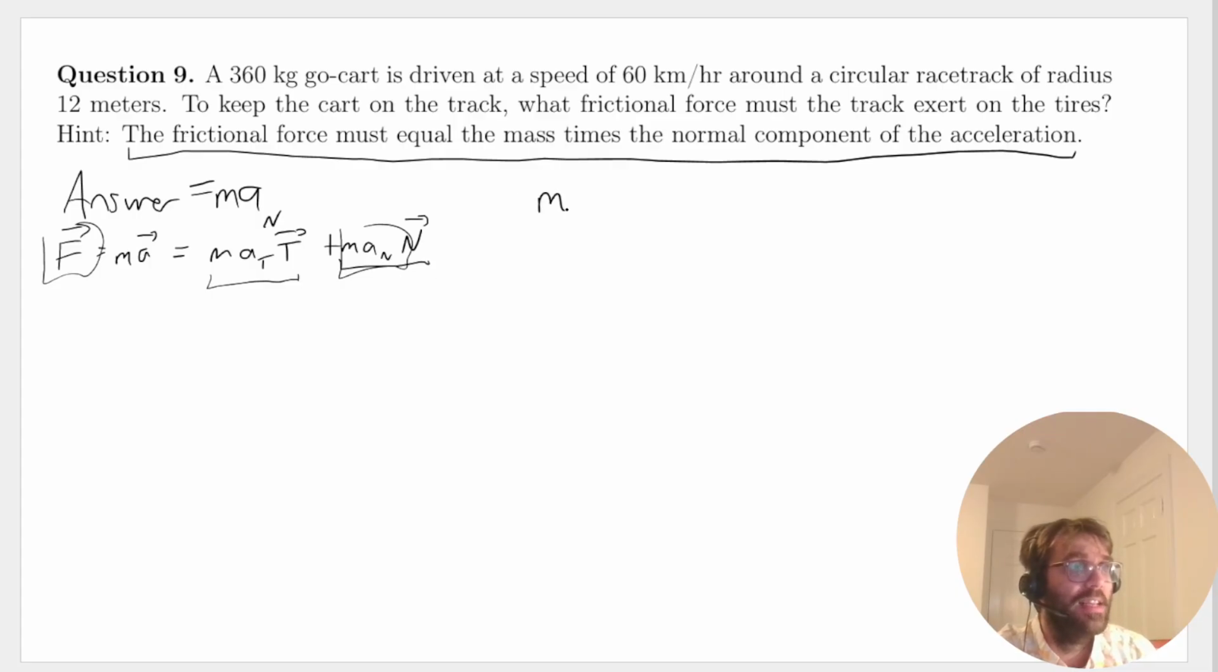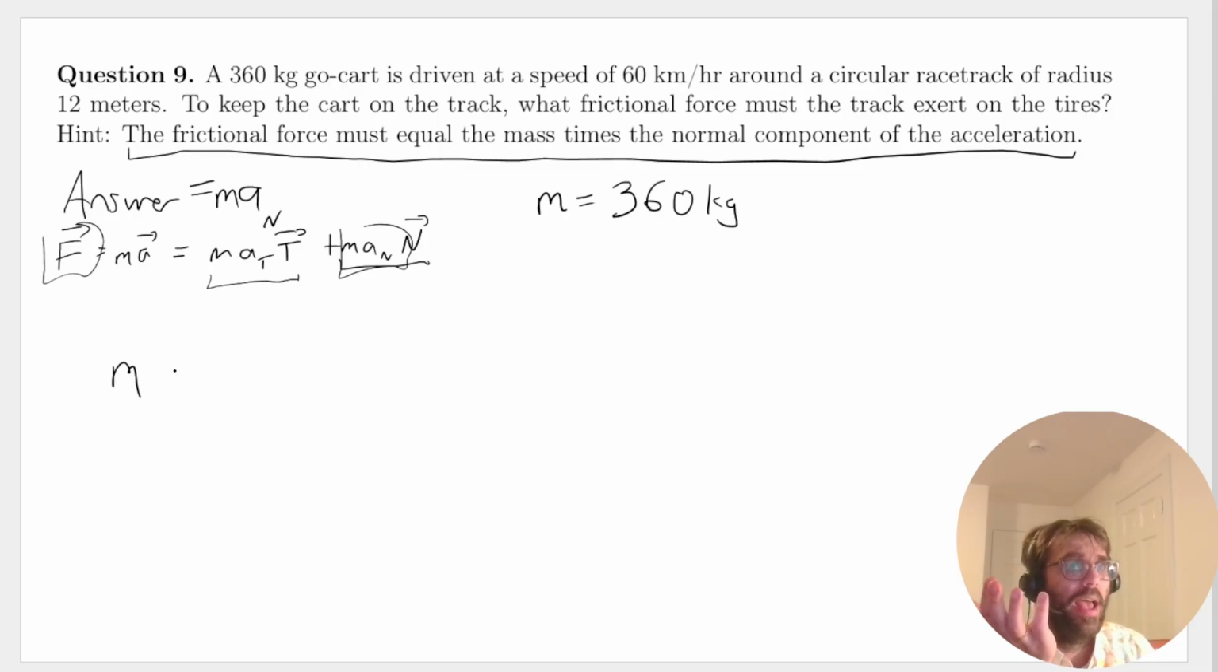Well, the mass is immediate. 360 kilograms, that is a mass. You have to be careful if something's giving you slugs or something like that. Slugs is a mass, pounds is not a mass. You have to divide to get to a mass there. We also need to figure out AN.